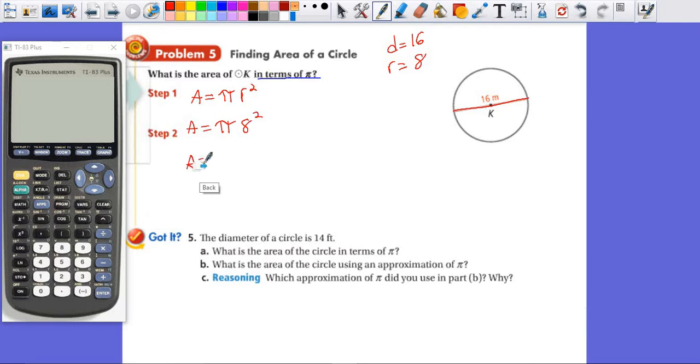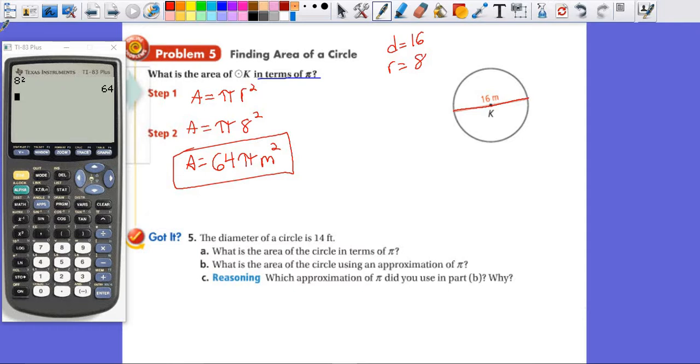So to clean this up a little bit, we just got to figure out what 8 squared is. When we do that, 8 squared would give us 64. Now, you could do that in your calculator by hitting 8, and then just hitting the squared button, which is right here, and that'll get you your answer. So you get 64 pi meters squared, and that is your answer. You do not have to go any further because it did say to leave your answer in terms of pi. So at this point, I want you guys to go ahead and pause it. Go ahead and try question 5 here.